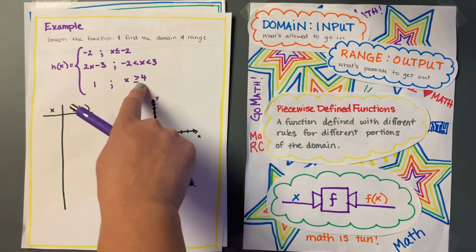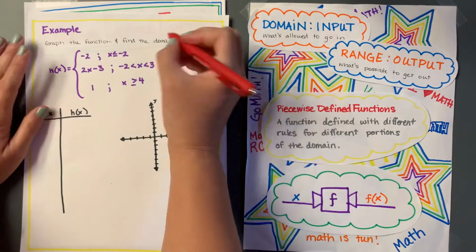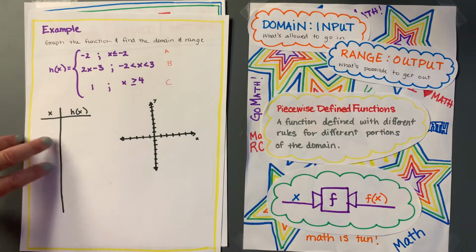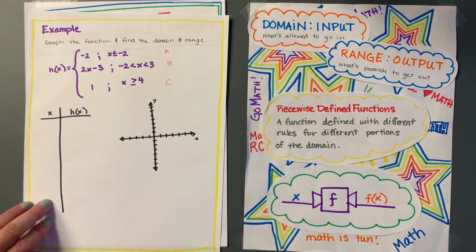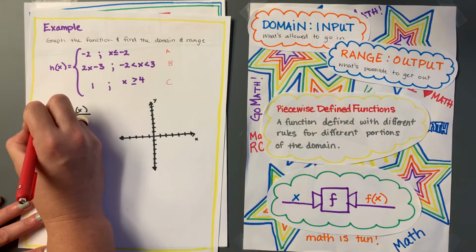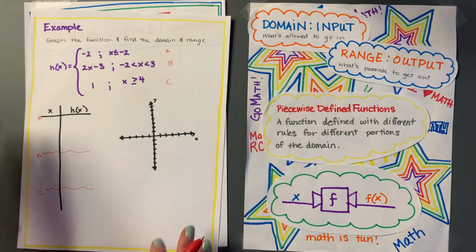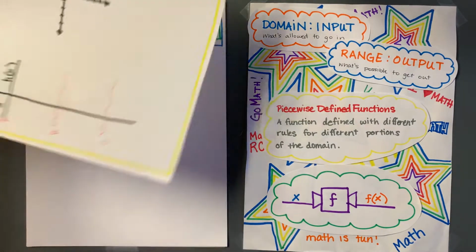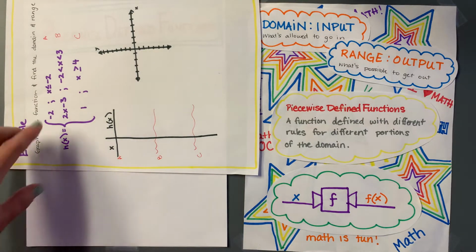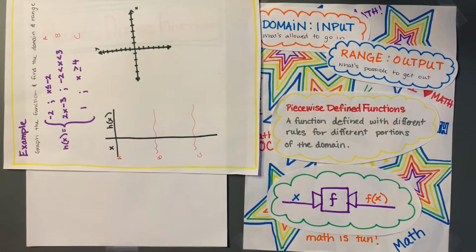So I see I have three different domains. So I am going to call this A, B, and C. And I am going to divide my t-table up into three regions. So this is my A region, my B region, and my C region. The first thing I want to do is turn my paper sideways, and I am going to write my domains of these on the left side here.